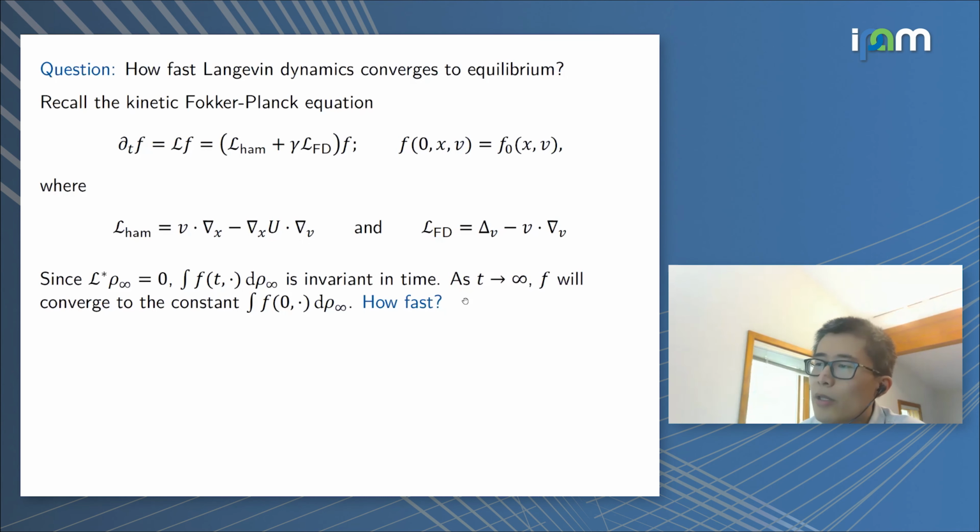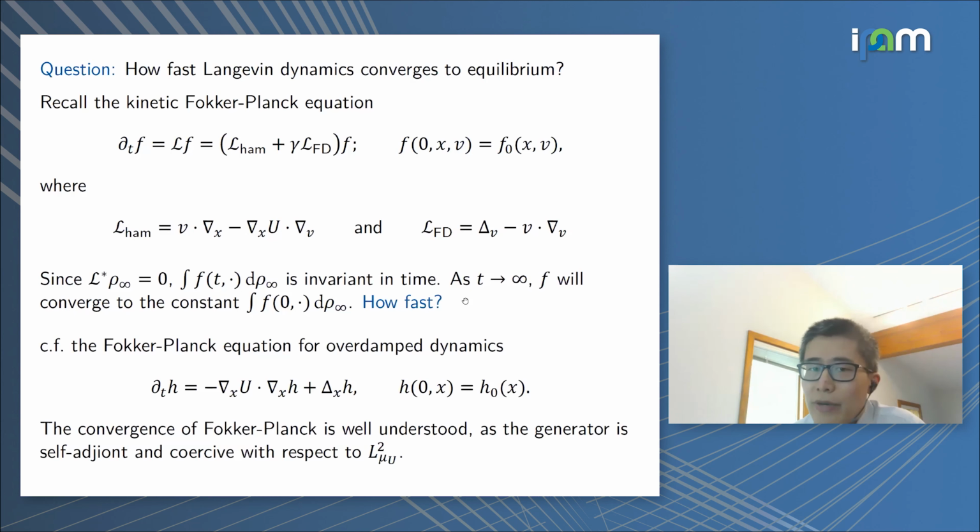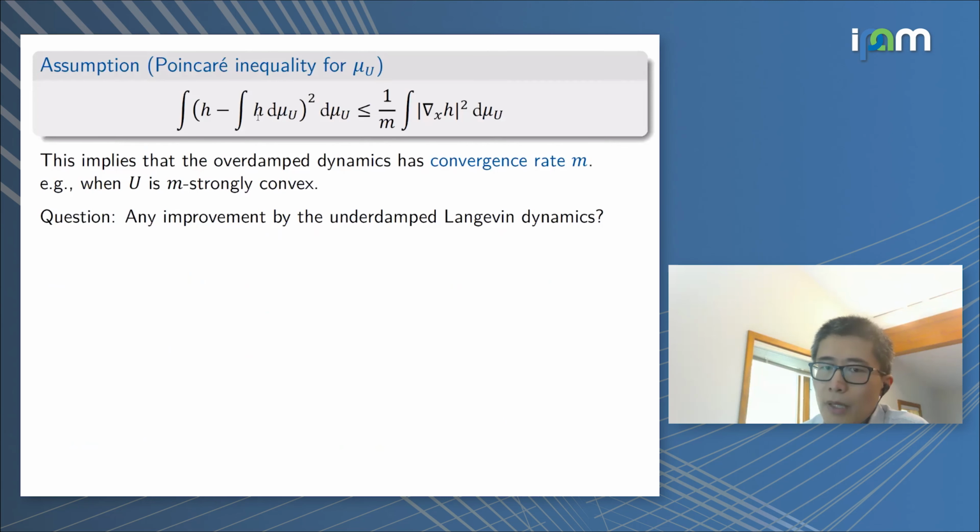And the reason that I relate my Langevin dynamics to underdamped Langevin dynamics is because for the overdamped Langevin dynamics, the Fokker-Planck equation just looks like this. Okay, so this is the diffusion part, this is the drift part. And the convergence of the Fokker-Planck equation is very well understood because the generator of this equation is self-adjoint, and it's also coercive with respect to the measure. In other words, you expect a Poincare inequality.